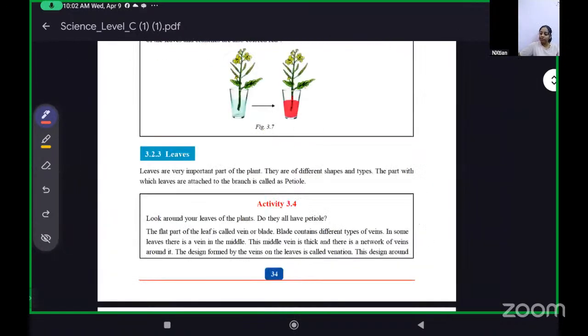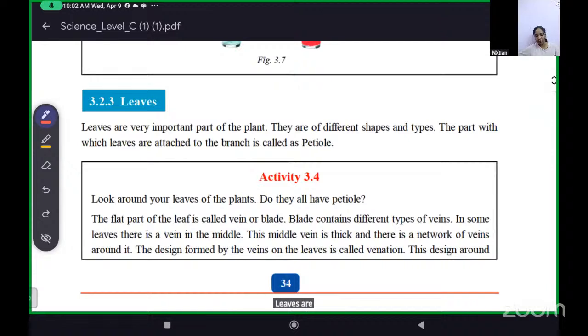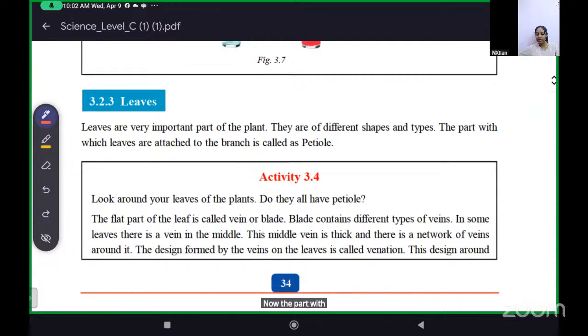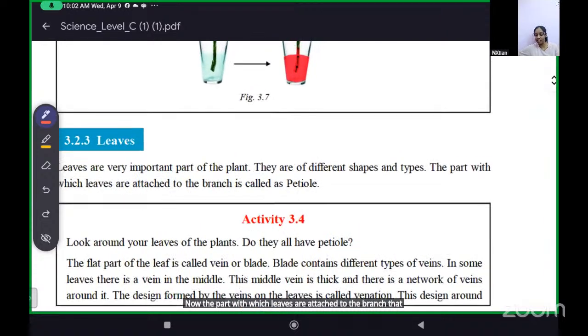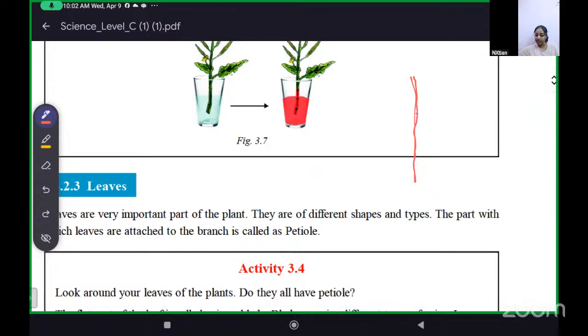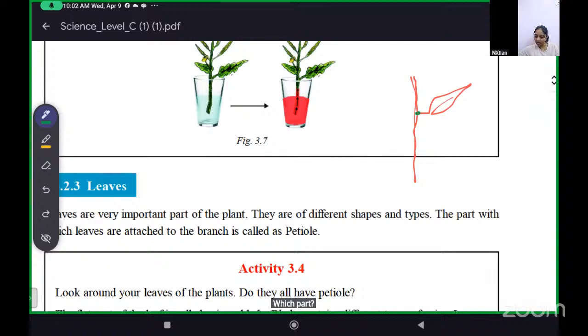Then we have leaves. Leaves are a very important part of the plant. They have different shapes and different types also. Now, the part with which leaves are attached to the branch is known as petiole. We have a branch, and the part with which the leaf is attached, this part, is known as petiole.